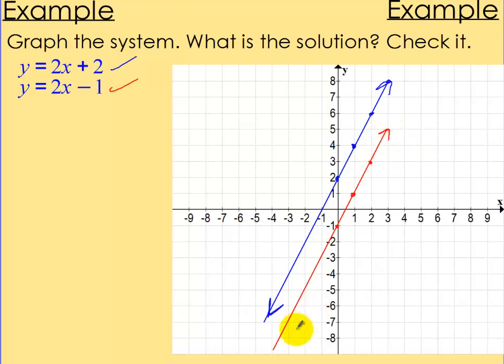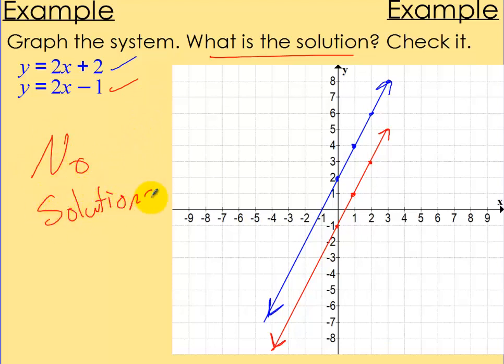This is that other special case. These are actually parallel lines. So what is the solution to this? We can say no solutions. They will never cross. And you could have said they were parallel lines anyways. You knew that both their slopes were 2, so you knew that was going to happen, and they had different y-intercepts. That's it.